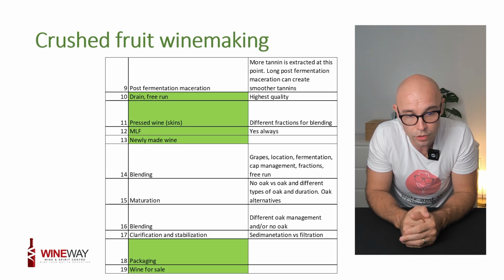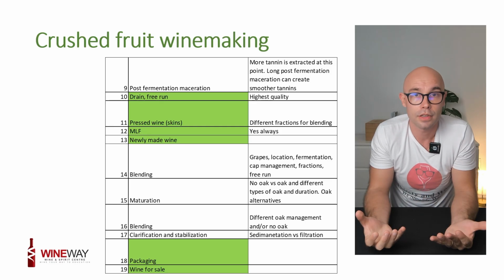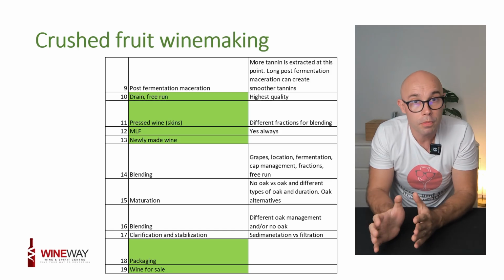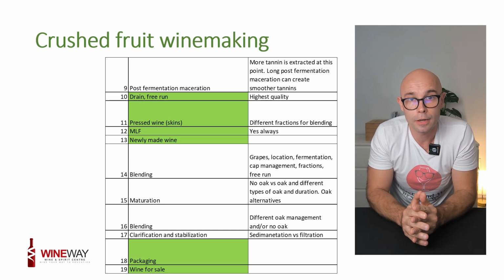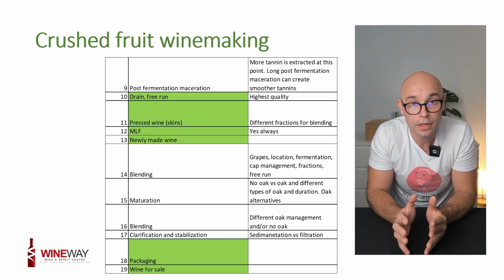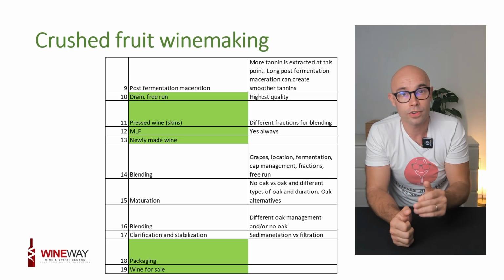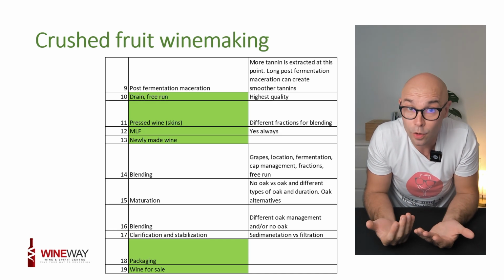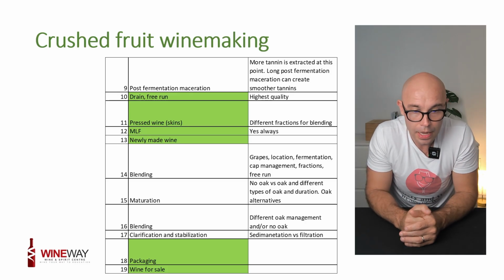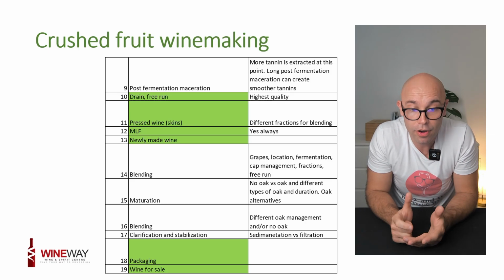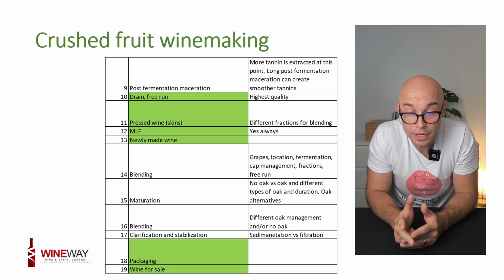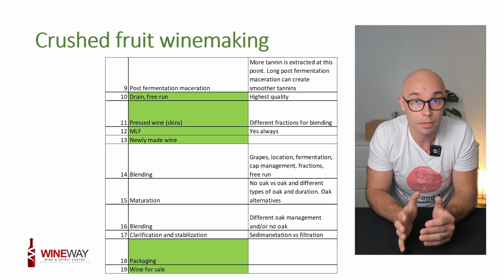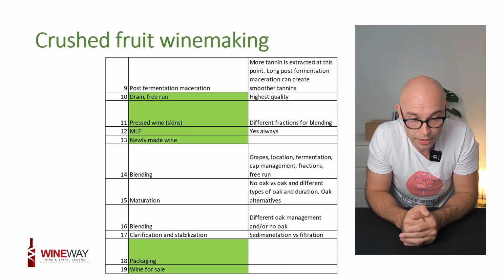You have the newly made wine. Blending is, of course, like for white wines, a very important step. For premium wines, blending is going to be done for the style, for the quality, for the complexity of the wine, versus inexpensive wine, where it's all going to be about consistency and quantity reasons. So blending can be blending different grape varieties from different locations, different fermentation techniques, different cap management, different fractions, blending free run juice with different fractions.